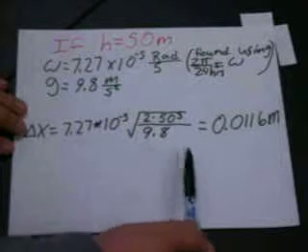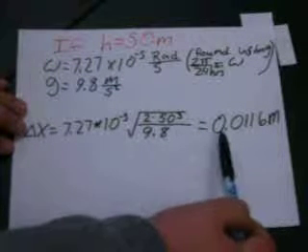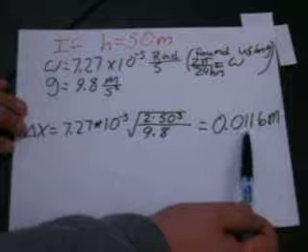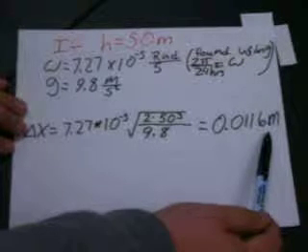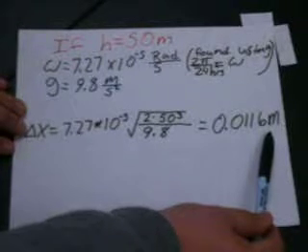times the square root of 2 times 50 cubed over 9.8, which leaves you with 0.0116 meters, which is pretty small, so it is why we ignore it in most projectile problems.